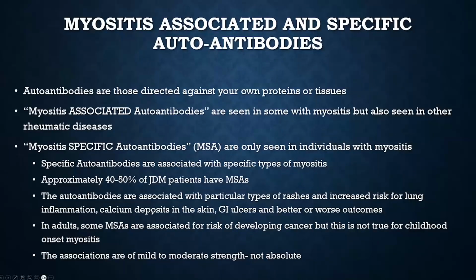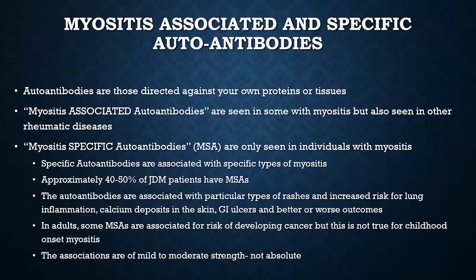And then there are also myositis-associated and myositis-specific autoantibodies. Autoantibodies are normal antibodies, except that they're directed against your own proteins or tissues, which is not the normal thing to do. Myositis-associated autoantibodies are autoantibodies that are seen in some patients with myositis, but they're also seen in other rheumatic diseases. For example, anti-nuclear antibody can be seen in some patients with dermatomyositis, but it's also seen in a wide variety of rheumatic diseases. So it's associated, but not specific.